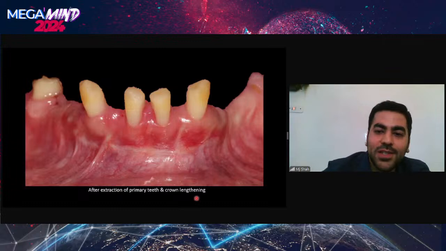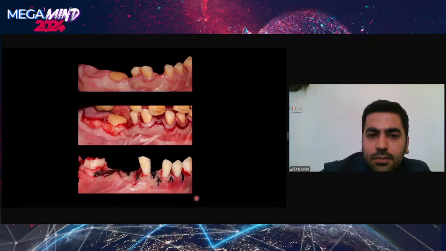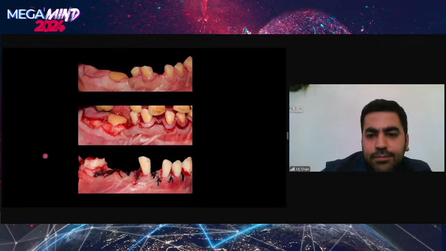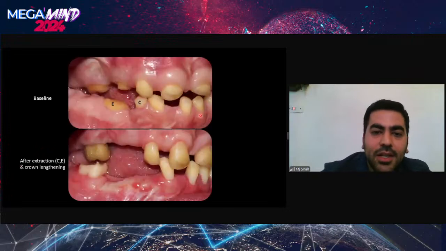The result of the first step helps us to reevaluate our treatment planning again. In the posterior regions, the first molars were hidden under the gingiva. On the right side, primary teeth C and E were present. I extracted the deciduous teeth and crown lengthened the first molar. Here is the baseline and the result of the first step of our surgery. The tooth crown height was increased for the restorative phase, and the molars are ready for the rest of treatment.